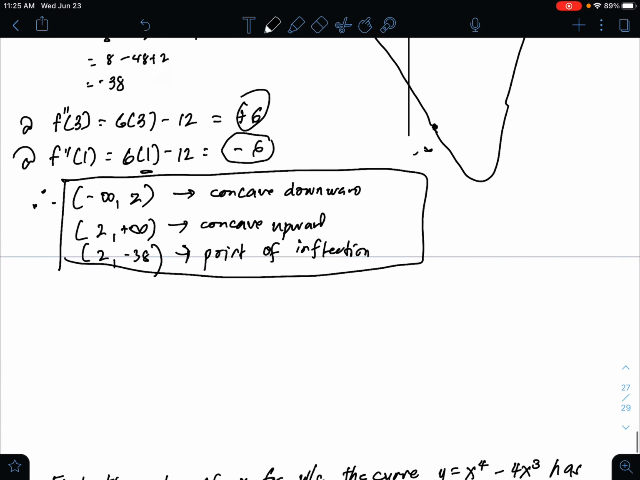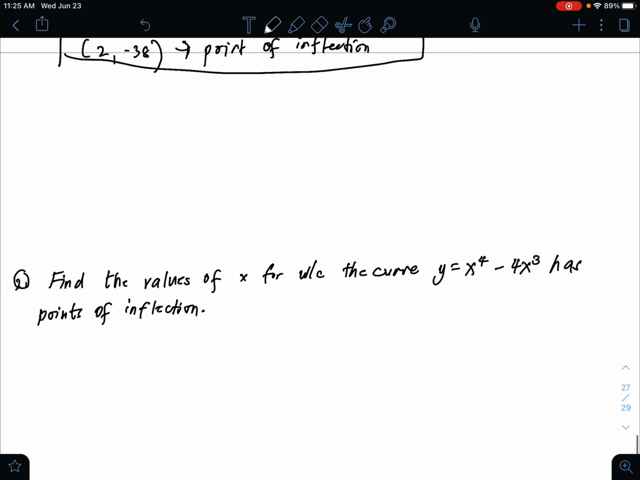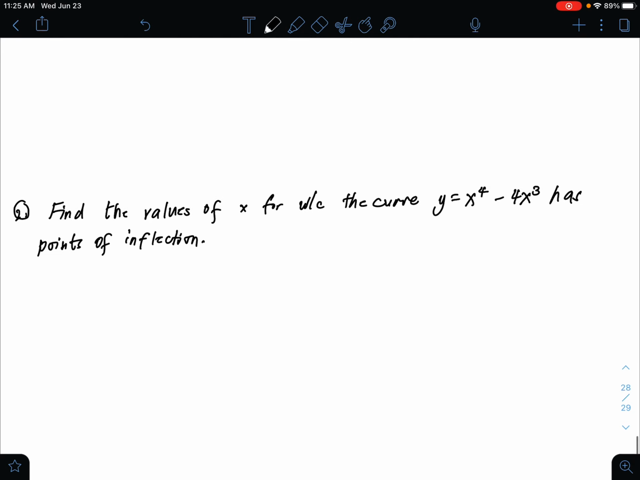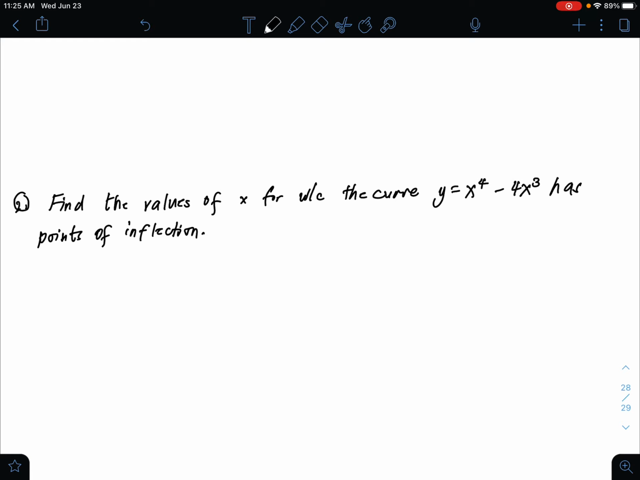Okay, so, for number 2, find the values for which the curve y is equal to x to the fourth minus 4x cubed has points of inflection. So, first derivative is 4x cubed minus 12x squared. Second derivative is 12x squared minus 24x. Okay, and then, pwede natin siya factor out. 12x times x minus 2.